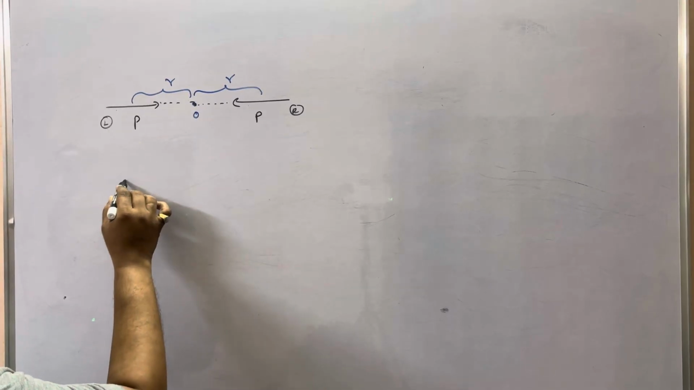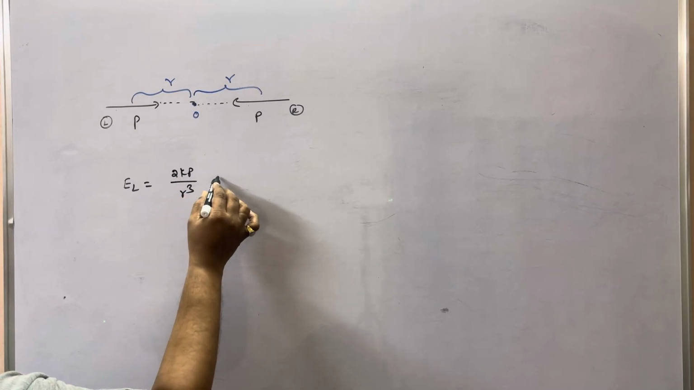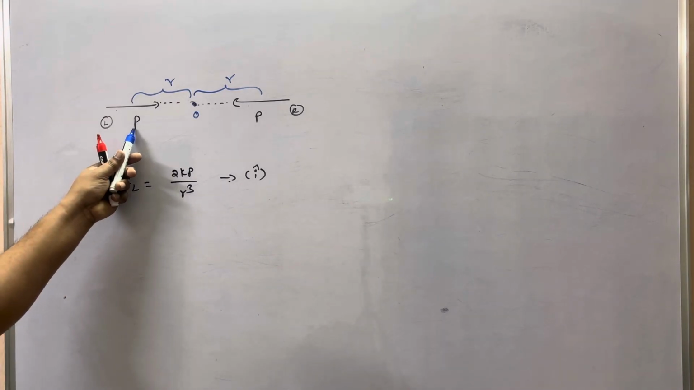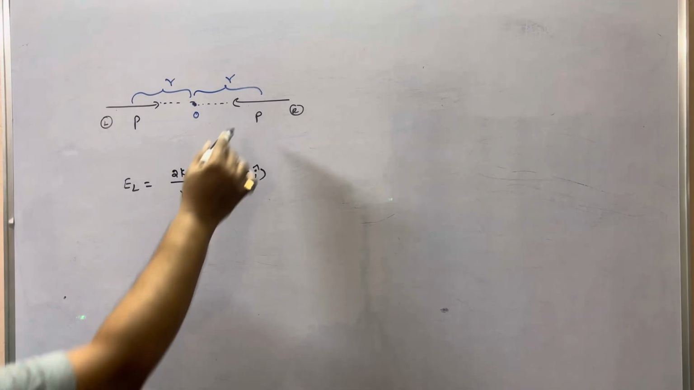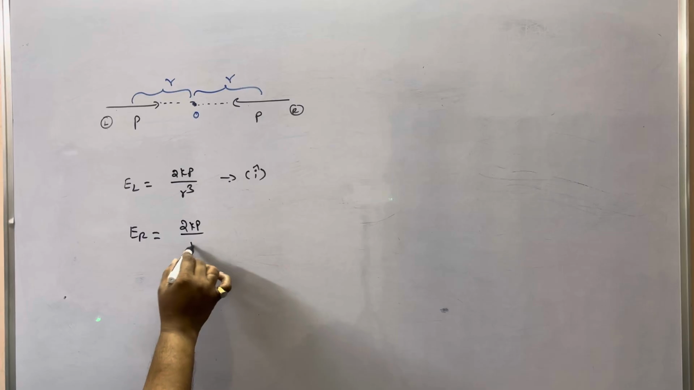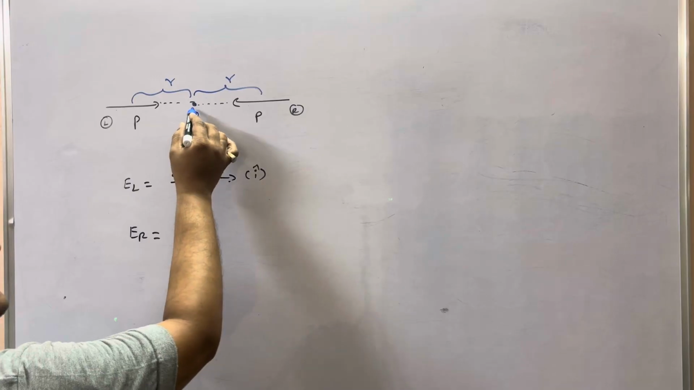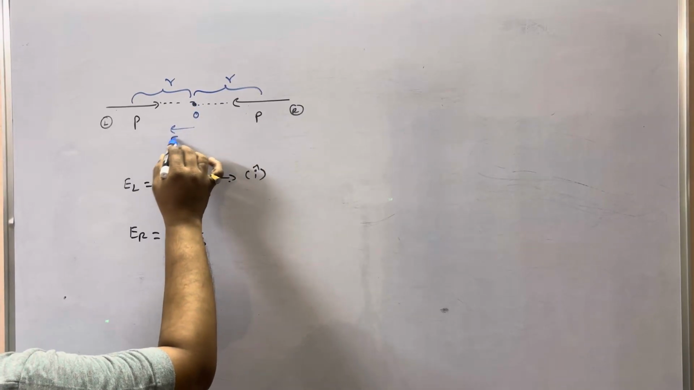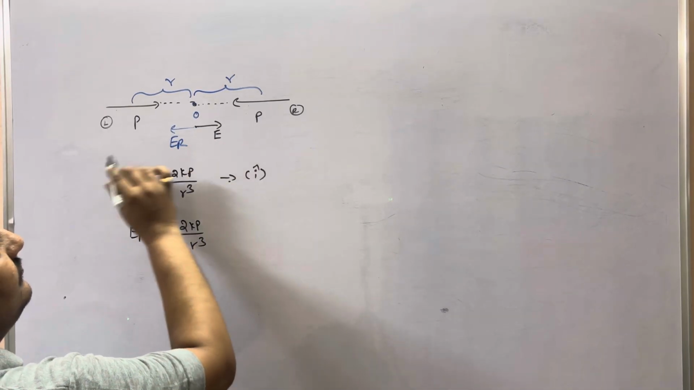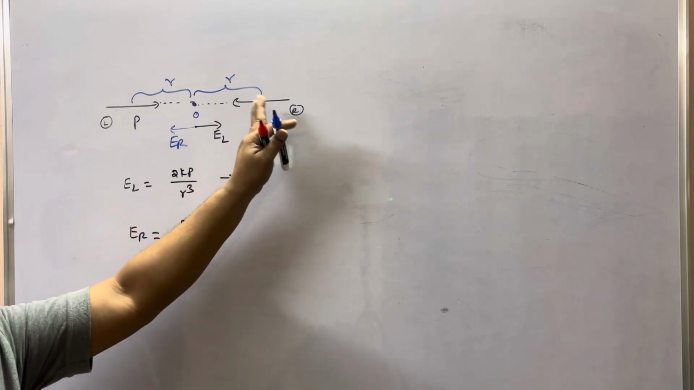Therefore, because of the left dipole, the electric field intensity will be 2kp by r cube. In which direction? Right side, that we say i cap, because the dipole moment is in the right direction. Next, the right dipole: the magnitude is also the same, 2kp by r cube, because this point is on the axial line. The direction is towards the left. Left dipole direction is right side, right dipole direction is left side.